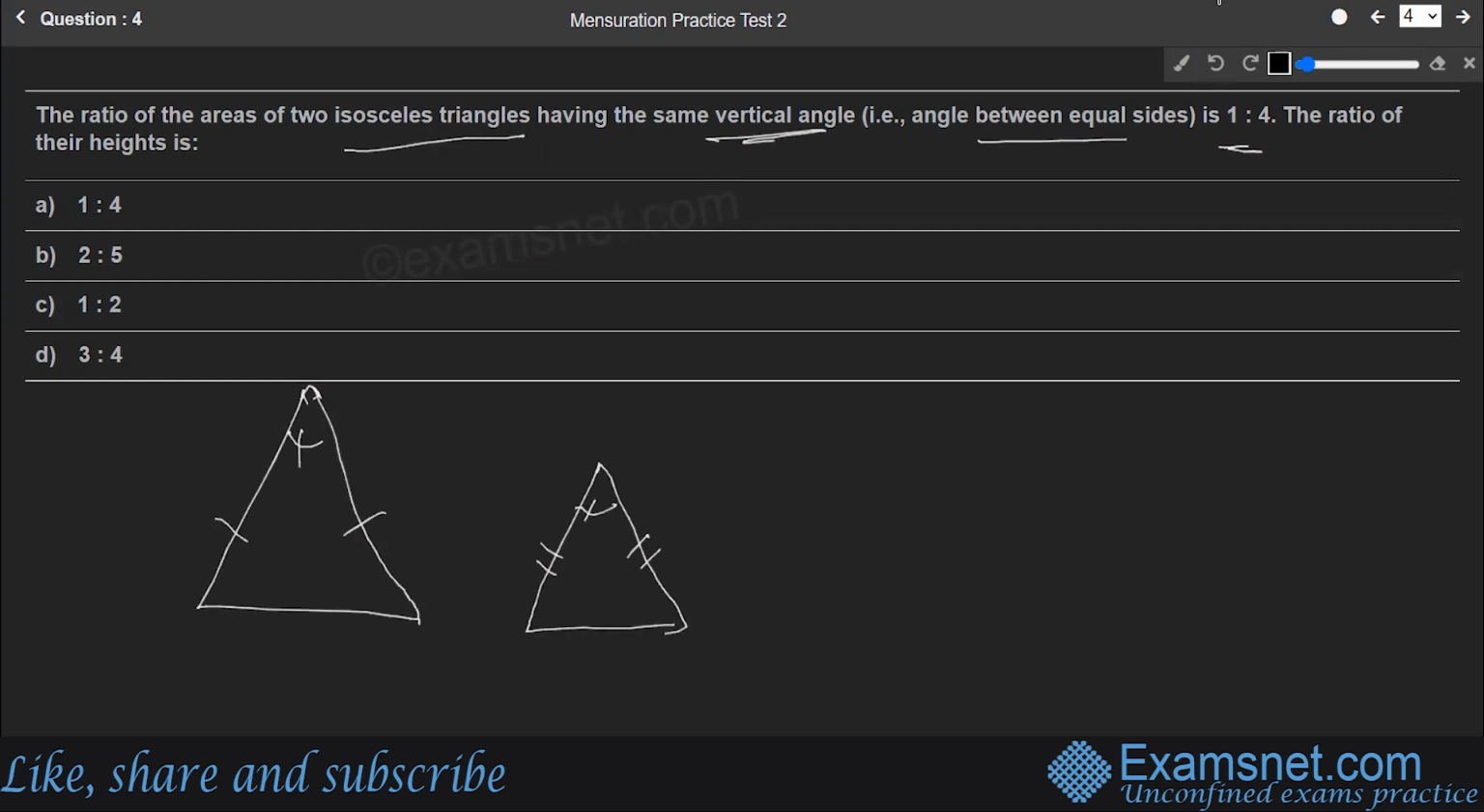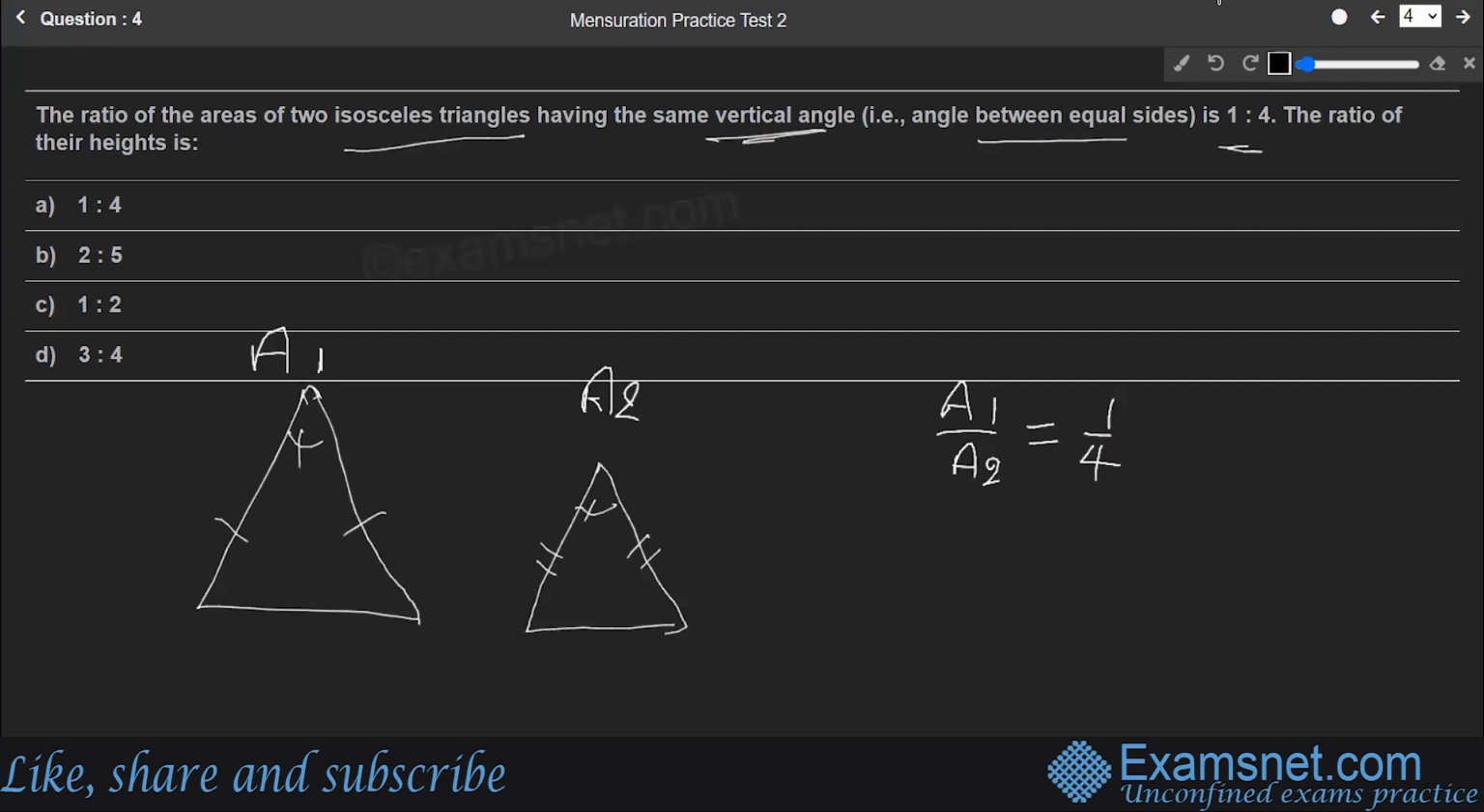Now we need to know that they said the ratio of the areas of such triangles is given as 1:4. So let us assign this as area 1, the triangle 1, and this as area 2. So we clearly know that A1 by A2 is going to be 1 by 4. This is what the structure gives.